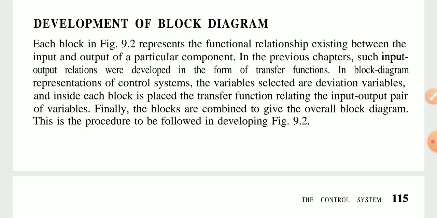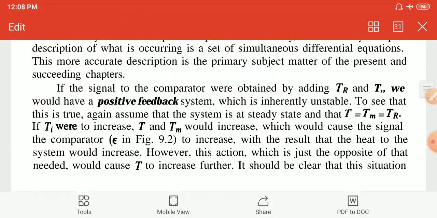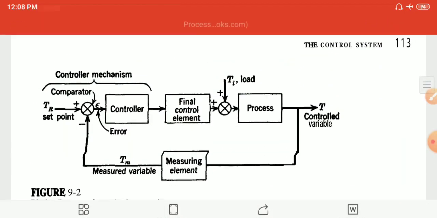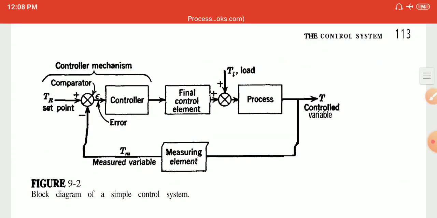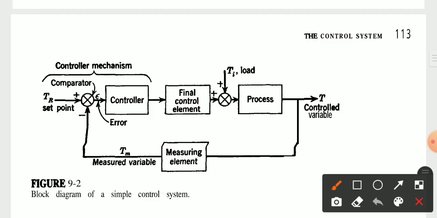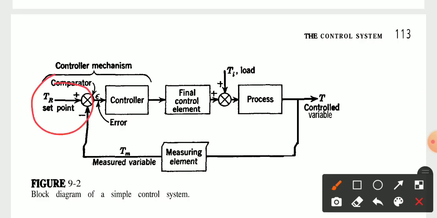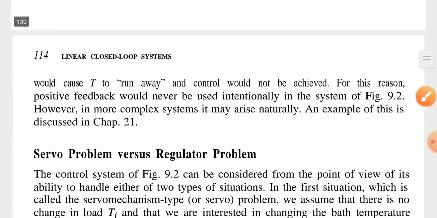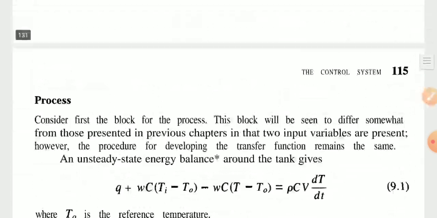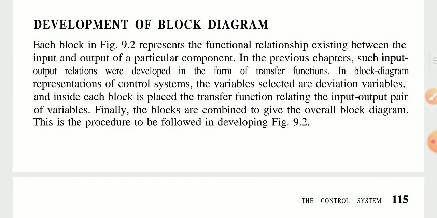Okay, the procedure followed in developing Figure 9.2 we are going to follow, the servo problem versus the regulator problem, in the block diagram of a simple control system. The basis is a change in set point and in load, set point and load for the regulator problem. Okay, this is a simple discussion of the development of the block diagram. Then after that we will see the process.